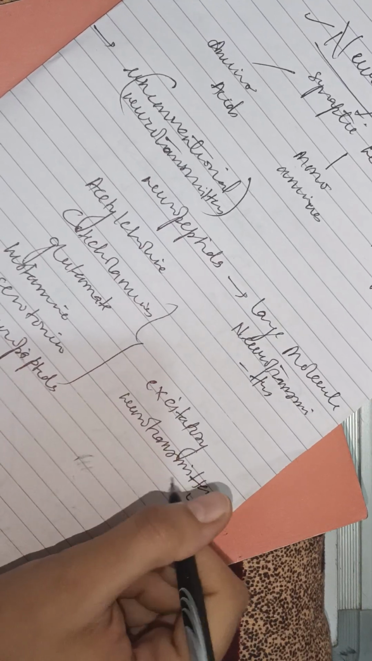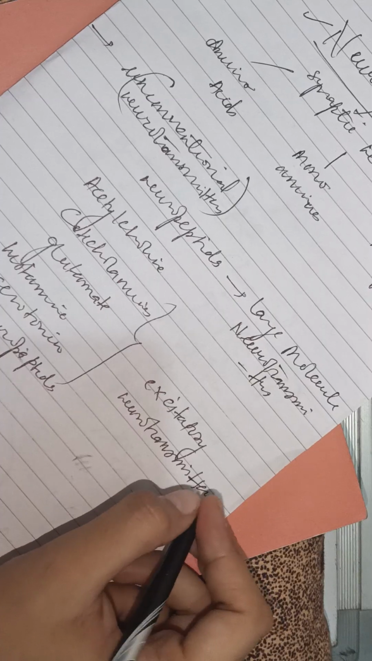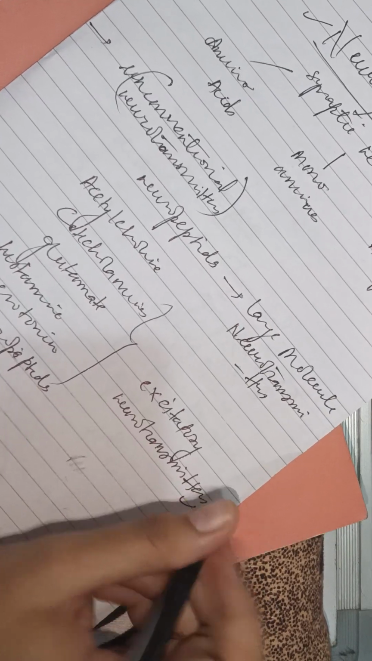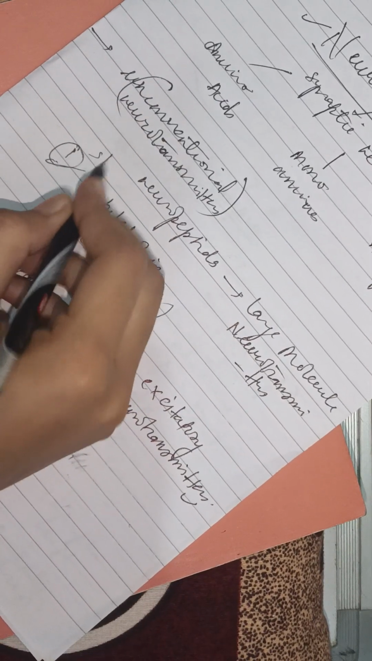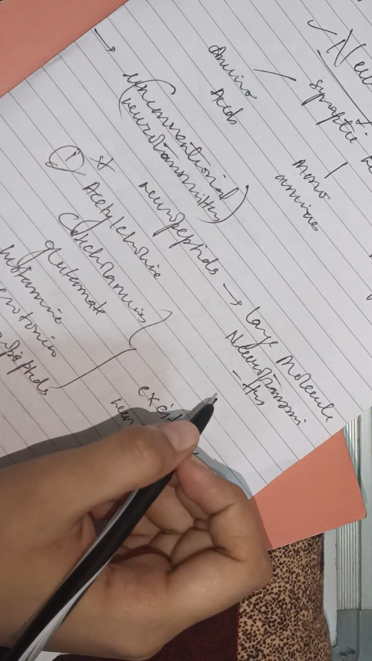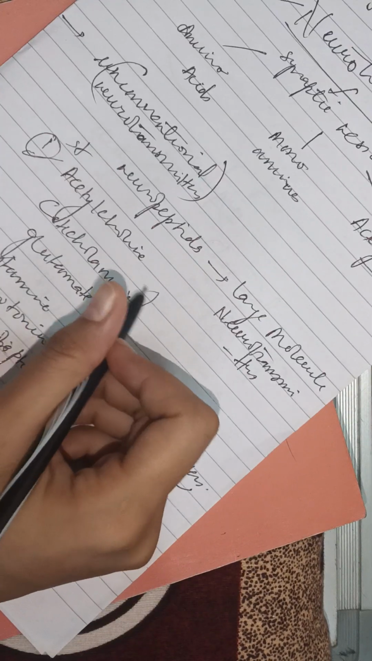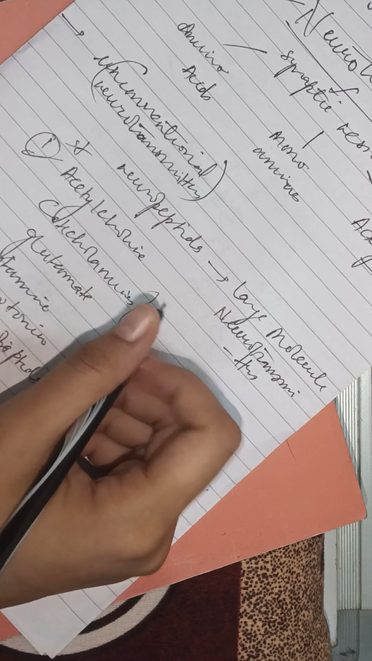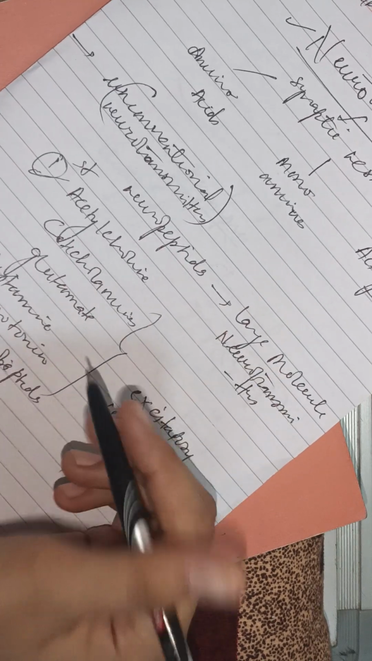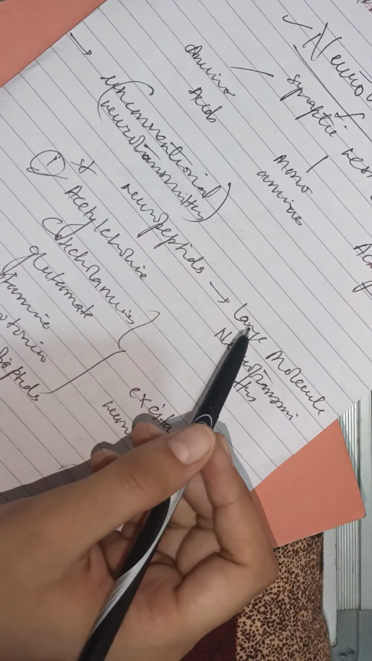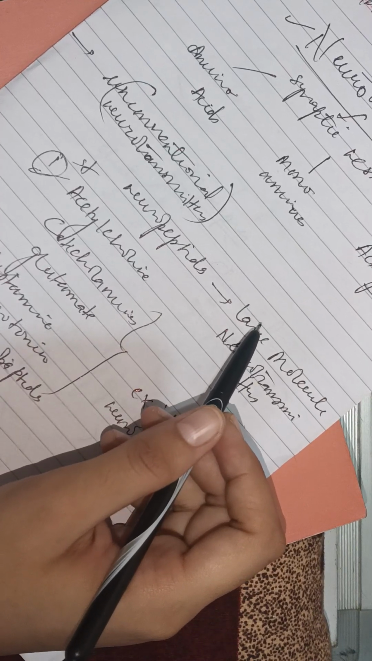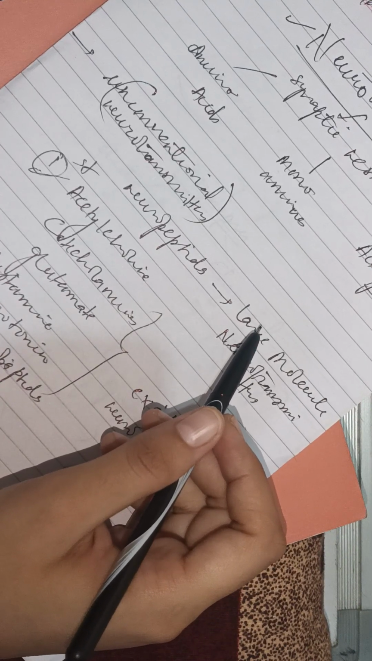ACh was the first neurotransmitter identified. ACh plays an important role in neuromuscular function, sleep regulation, learning, and memory. It also stimulates the skeletal muscles to contract but shows inhibition in heart muscles.